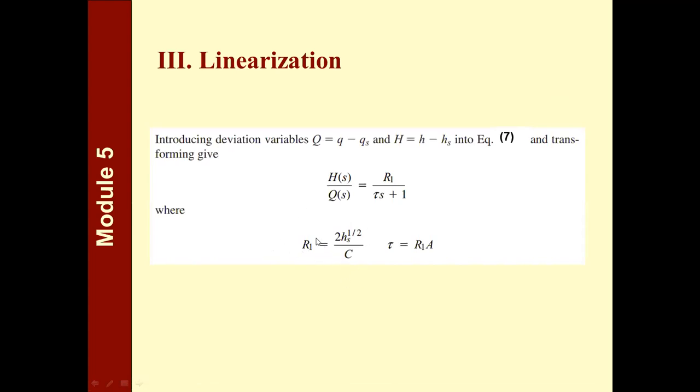So your R sub 1 is a constant that will need the valve constant and the steady state level of the liquid. Your tau is not AR, but rather AR sub 1. This is in the case wherein, as I've said, you need to linearize because you cannot apply the linear relationship Q sub O equal to H over R to your system.